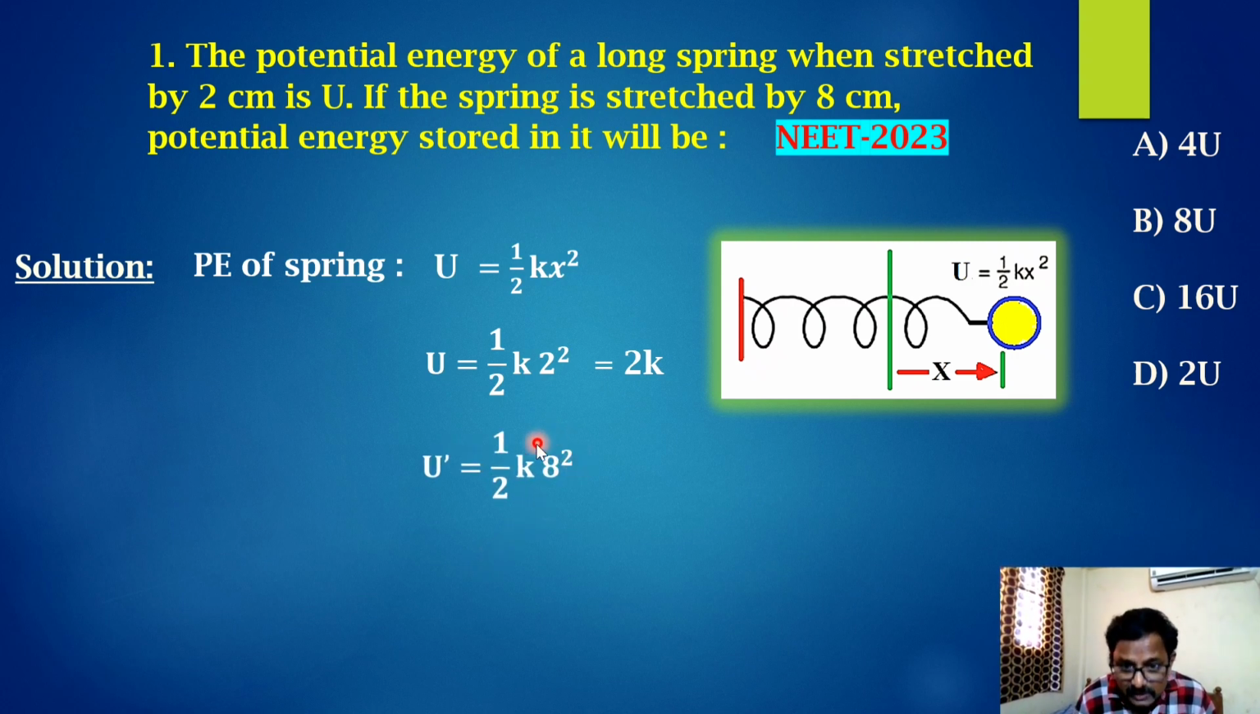Now we stretched 8 centimeter. Then the new potential energy will be U dash is equal to half k into 8 square, that is equal to 32k. So here I wrote 32k as 16 into 2k. Here 2k means U. So I got U dash is equal to 16U. That means the new potential energy is 16 times the initial potential energy, that is 16U. From the given options, option C is the answer, my dear. Now we will go with the second question.